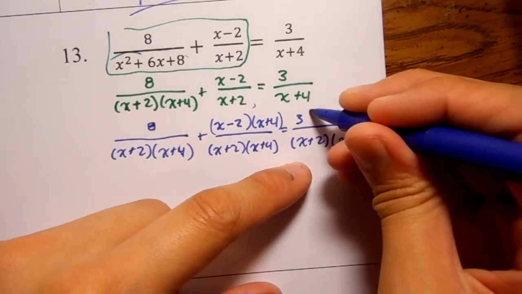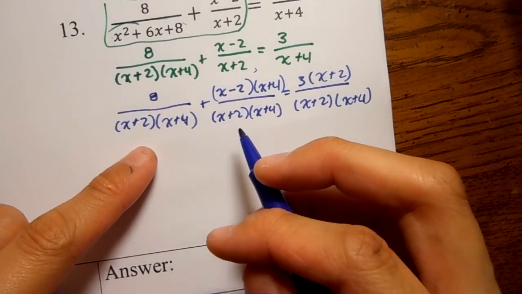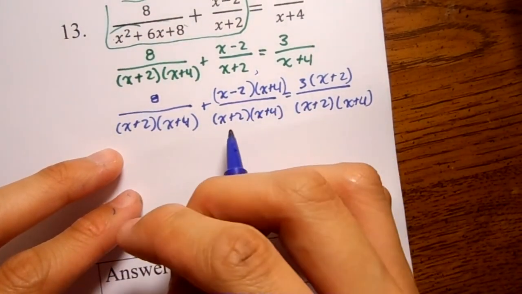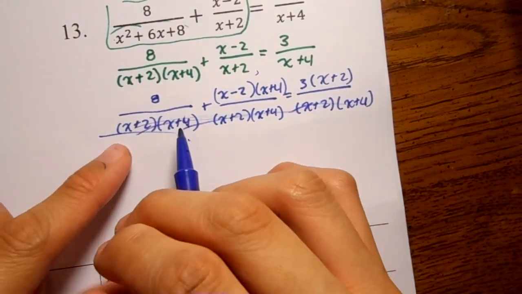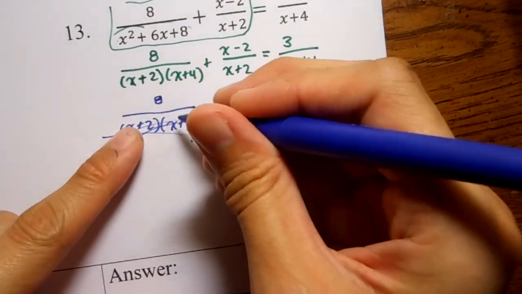So you're going to put an x plus 2 up here so that it won't change the value of it. So let's go ahead and simplify. Well, all the denominators are equal to each other. Might as well just cross them out. Because if the denominators are equal to each other, then the numerators are equal to each other. Alright, so let's simplify this down.